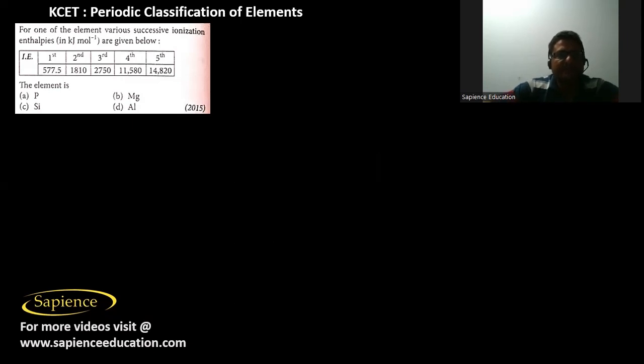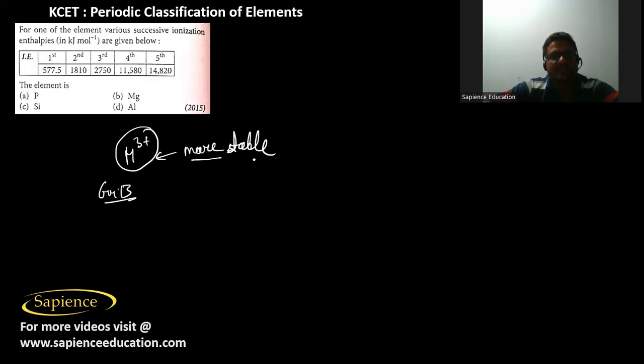Here it is told that for one of the elements, various successive ionization enthalpies are given below. The element is, so here there is a sudden jump in between the third and the fourth ionization enthalpy. So it means that the first one is easy, the second one is also easy, the third one is also easy, but the fourth one is harder.